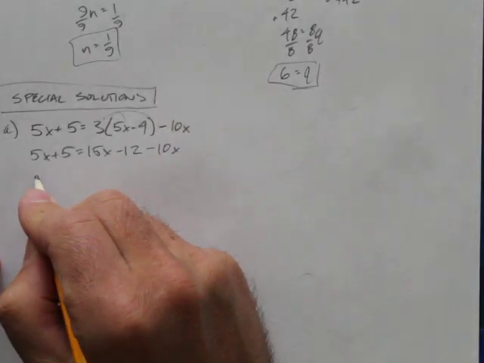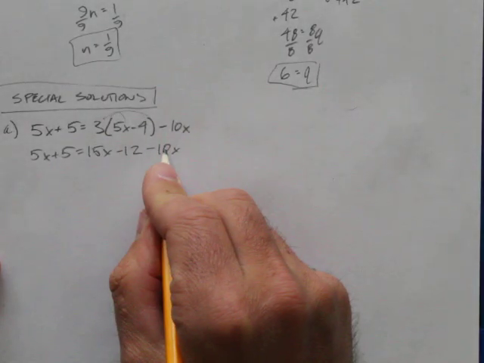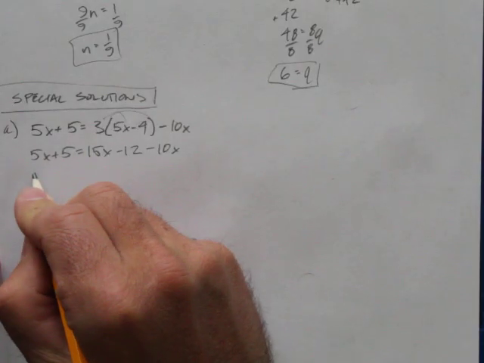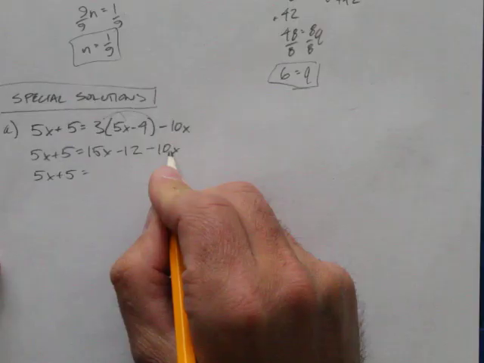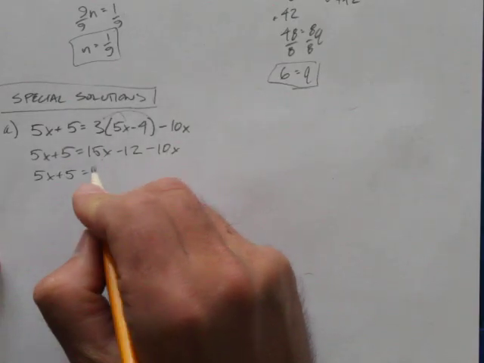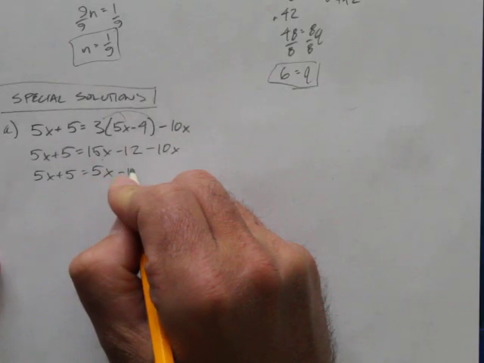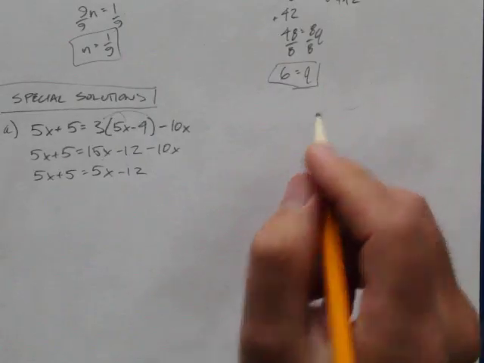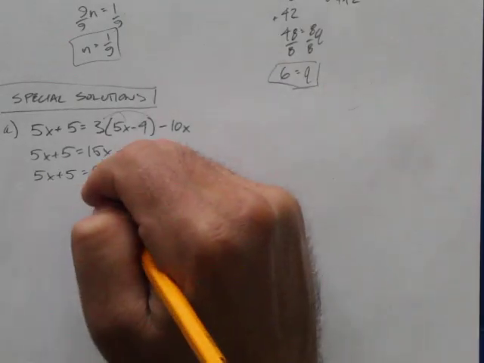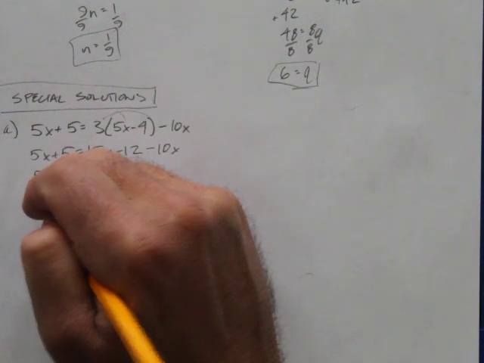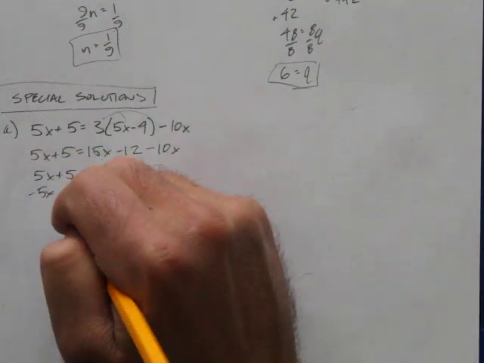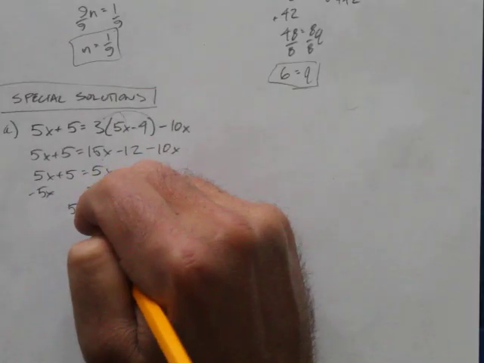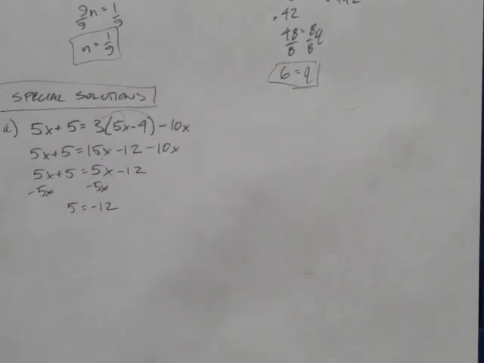Now I'm going to combine like terms. I'm going to keep this 5x plus 5 over here. I'm going to subtract 10x from 15x, and that'll give me 5x minus 12. Now I'm going to subtract 5x from each side. 5x, uh-oh, wait a second, that's weird. That makes my x's go away, and I just have 5 equals -12. What?